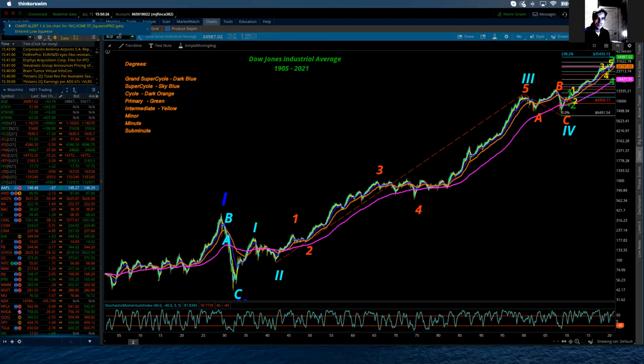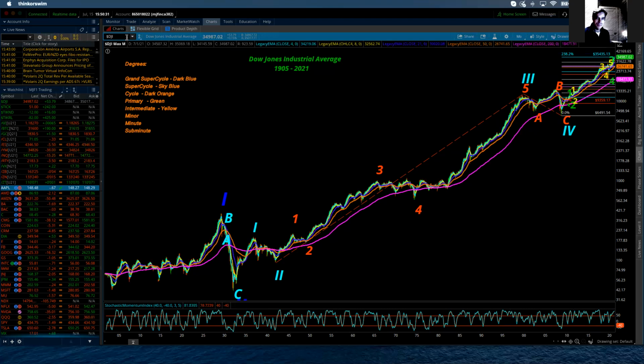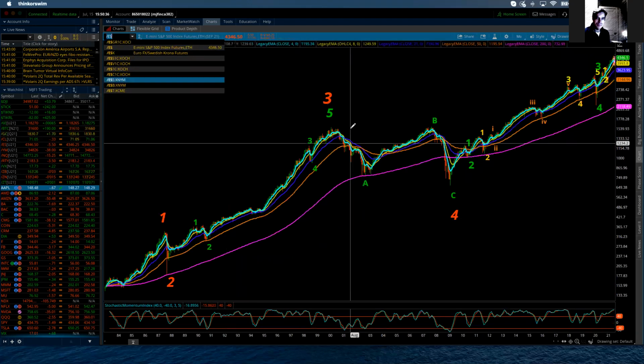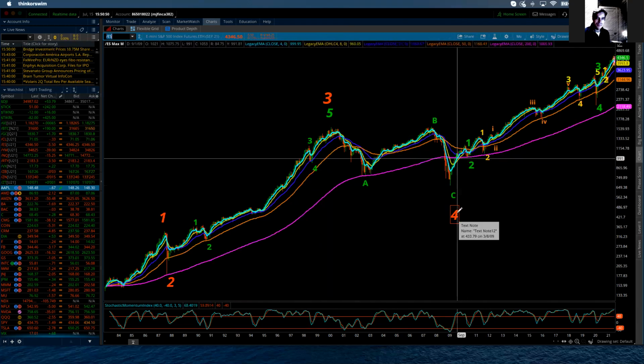But going back to the S&P, I've had to go back and take a look at the S&P as it relates to where we're at, where we're coming from, and where we still have yet to go. So I have up to the degree. This is a cycle degree, and within a cycle degree, you have 5 waves of primary degree. So what we're finishing here is a cycle 5th wave.